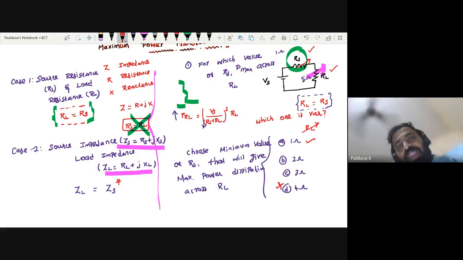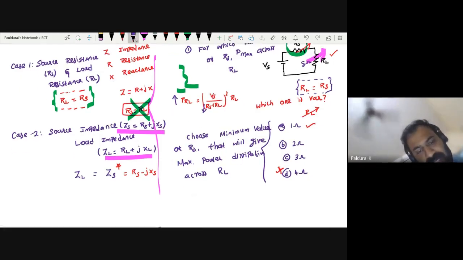Case 2. If both are impedance, at that time, ZL equals ZS conjugate. So what is my ZS conjugate? It is RS minus JXS. If we connect a load RS minus JXS, then maximum power will be transferred. So this is my case 2.